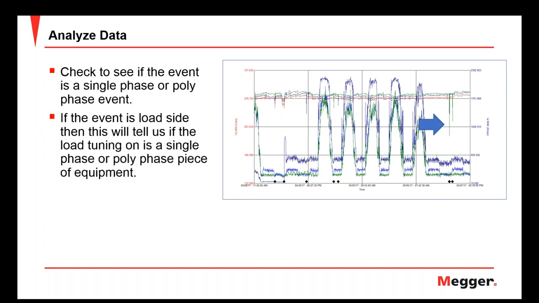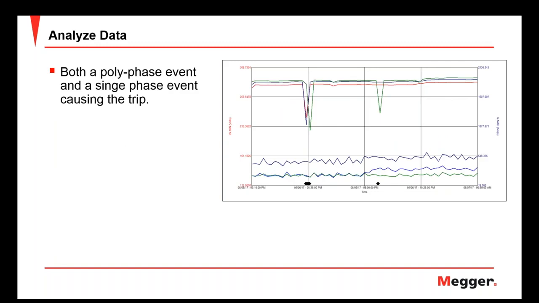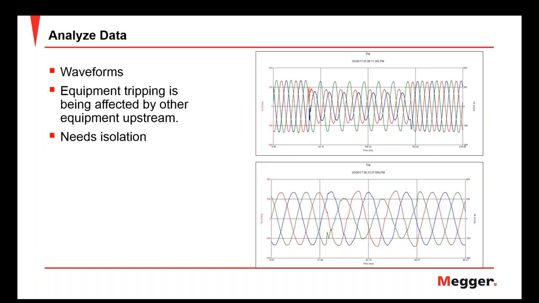Then I want to take a look: is this a polyphase event or a single phase event? When I zoom in, it's interesting, the 2 events I'm seeing here: one is multiple phase and the other is single phase. So it looks like I'm seeing a couple of different things happening here. When I look at the waveforms associated with them, I can see that much more clearly. The problem is equipment coming on upstream of this that's creating voltage dips affecting this equipment, so this equipment needed to be isolated from it.